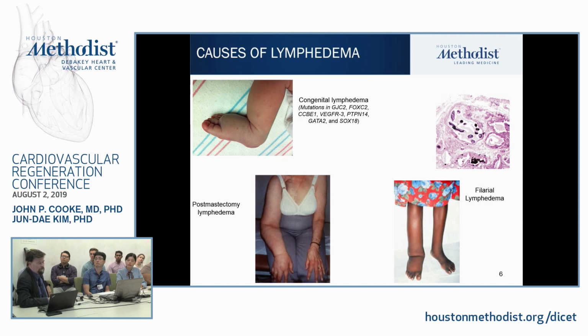You can have mutations that reduce the ability of your lymphatics to carry lymphatic fluid. So this is a child with congenital lymphedema, with mutations in FOXC2, for example, a transcription factor, and VEGF receptor 3, that's the receptor for VEGF-C, which is the major growth factor for the lymphatics, right, Jun-Dae? And those mutations can cause congenital lymphedema. Then lymphedema can be secondary.